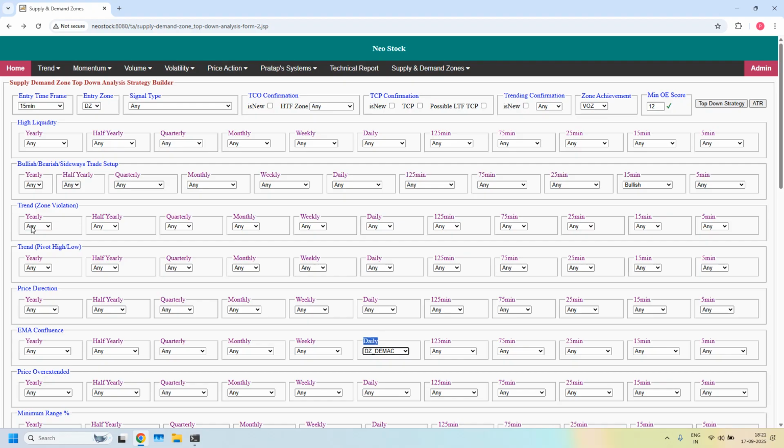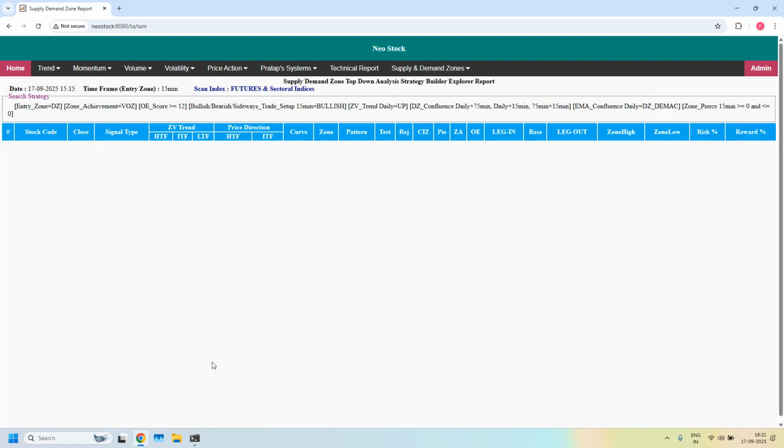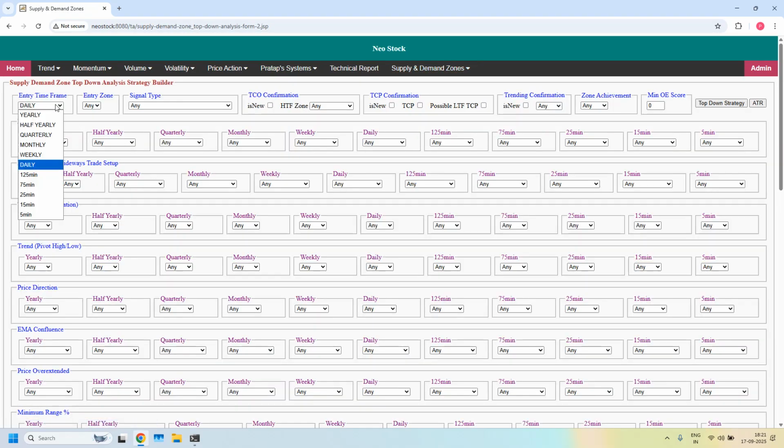In the EMA confluence at a daily time frame, I am checking daily demand zone with daily EMA. At the same time, trend on the daily should not be sideways. It should be uptrend because it is bullish trade setup. So we don't get that stock. No stocks are available with this strategy. Okay, fine.